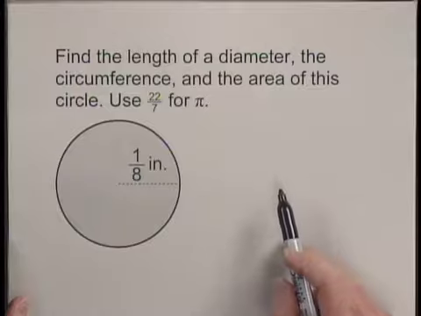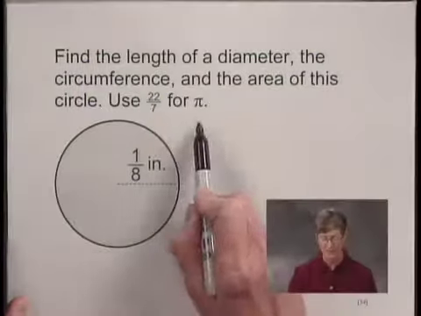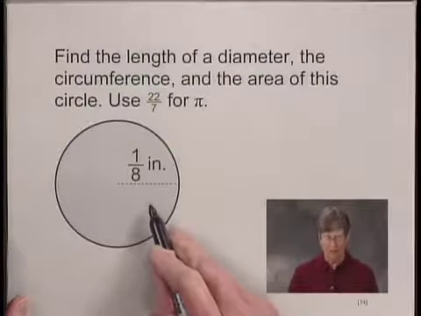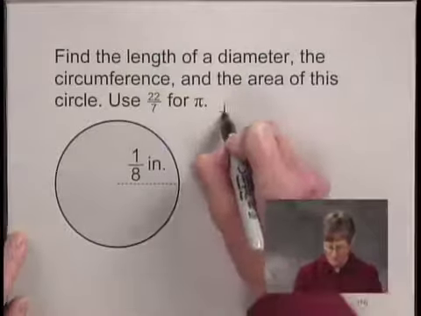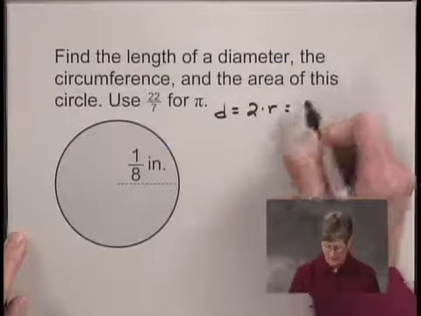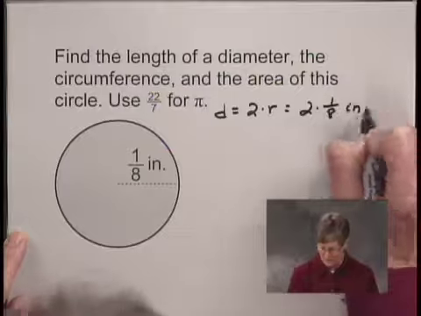In this exercise, we have a circle, and we're going to find the length of a diameter, the circumference, and the area of the circle. And when we need it, we'll use 22 over 7 as an approximation for pi. Now, this circle has a radius of 1/8 inch, and the first thing that we want to find is the diameter. And we know that the diameter is equal to 2 times the radius, or 2 times 1/8 inch.